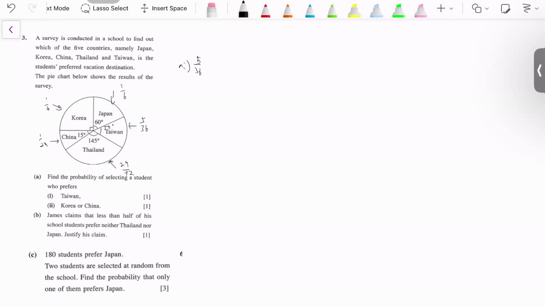Okay, A part 2. It says China or Korea. Certainly these two are mutually exclusive, so what we've got to do is add them up. So it'll be 1/4 plus 1/24, and that will give us 7/24.